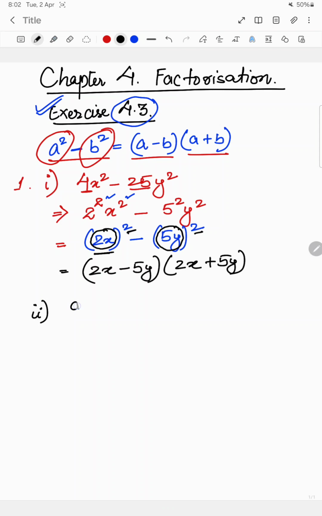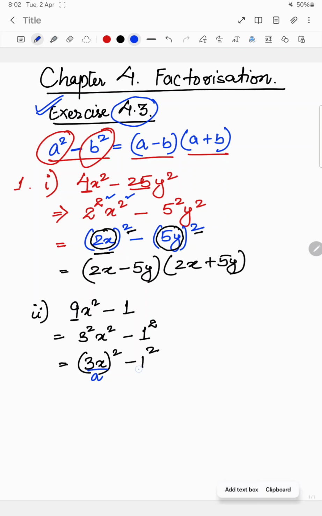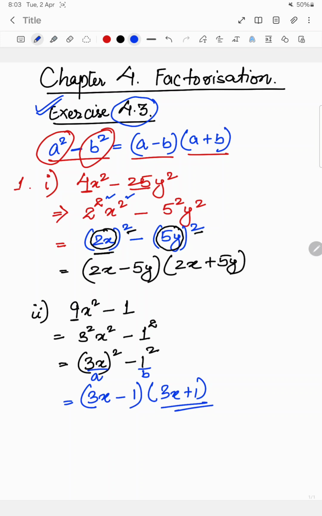In question number 2 you have 9x square minus 1. So here also 9 can be written as 3 square x square, minus 1, which you can also write as 1 square because 1 square is 1. So now the square is common, so (3x) whole square minus 1 square. So here your 3x will be a and 1 will be b. So now this has been converted into a square minus b square. So this gives you (3x minus 1), that is (a minus b) into (a plus b). So this is the solution for number 2.